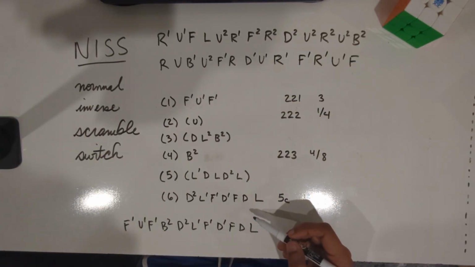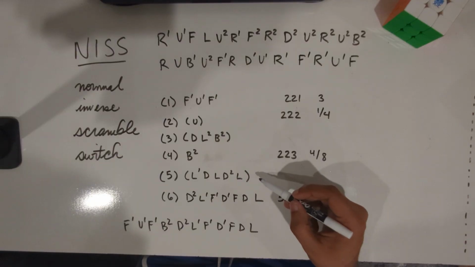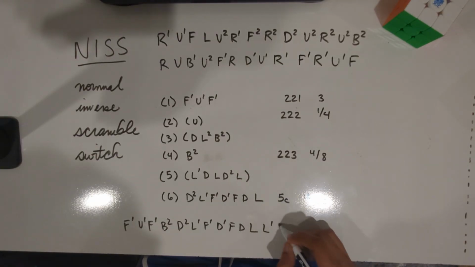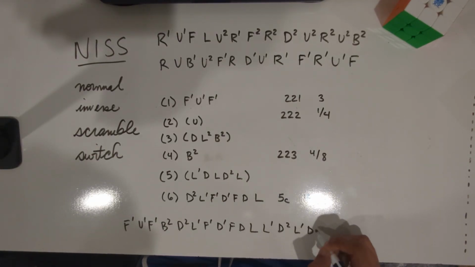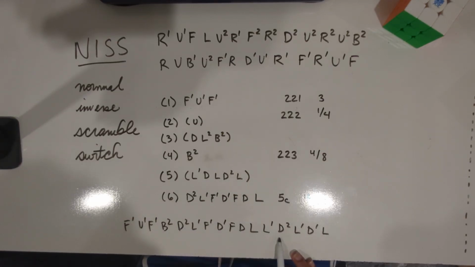So we're going to go backwards now, and we're going to take all the things that were on the inverse, and then we're going to invert them. So next we're going to go to sequence 5, and let's invert this. L prime, D2, L prime, D prime, L. Notice that I've also inverted the order here. This D2 is here, not here.